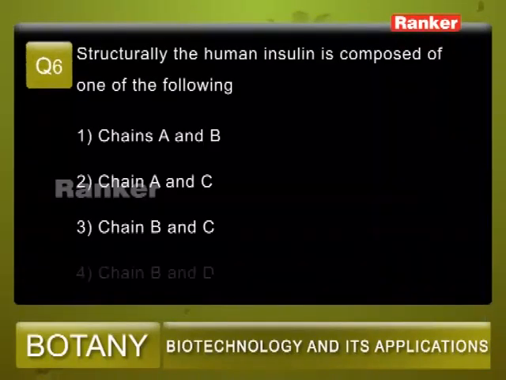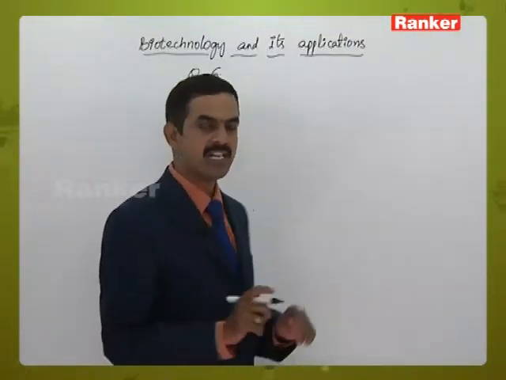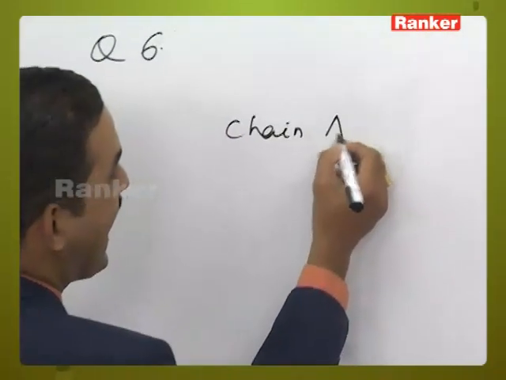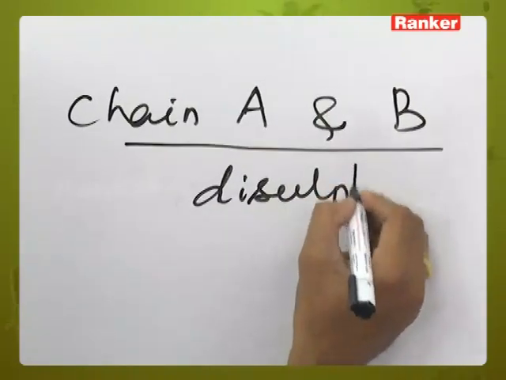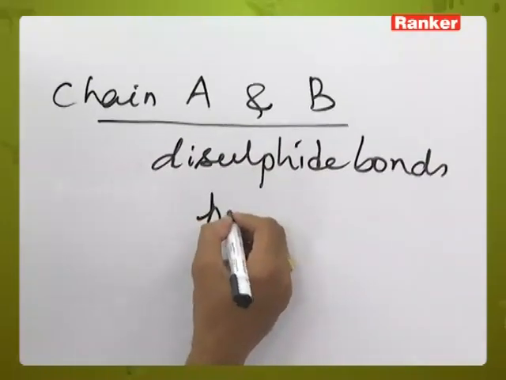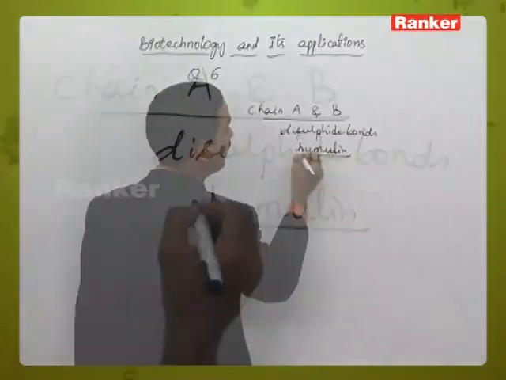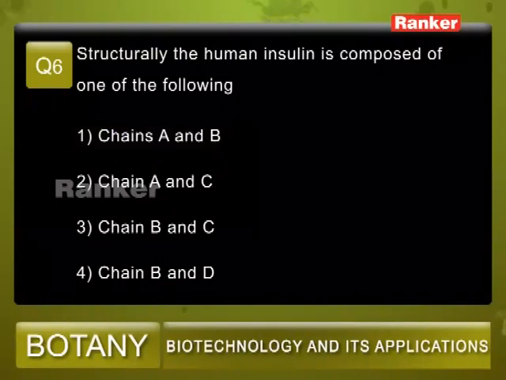Question number 6. Structurally, the human insulin is composed of one of the following. Options: chains A and B, chains A and C, chains B and C, and the fourth one, chains B and D. So here human insulin contains two chains, chain A and chain B. These two chains are bound with disulfide bonds, which help in the production of human insulin, that is called humulin, by using this bacteria called Escherichia coli. So question number 6, the correct answer is 1.